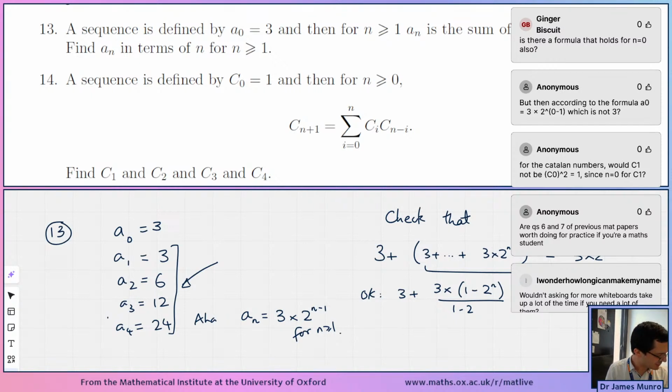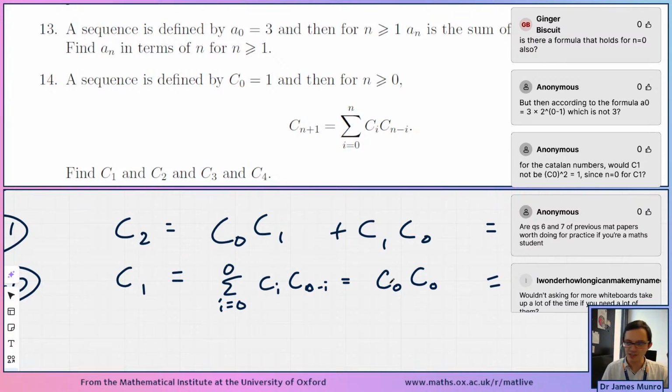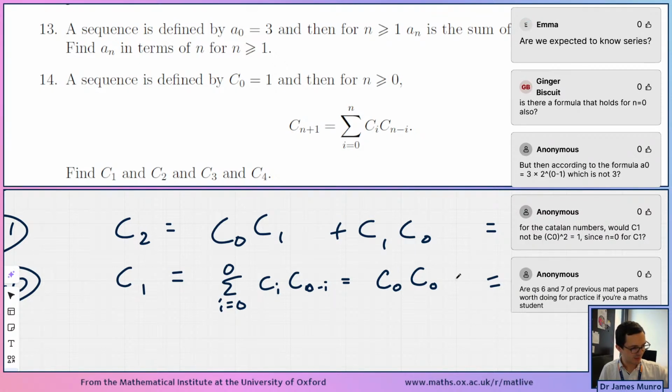Oh, I should flip the statement, shouldn't I? Never mind. Okay, good. Would C1 not be C0 squared equals 1? Yes, I thought I did do that, didn't I? Yeah, C1 is C0 squared. What does it say in chat? I agree, C0 squared, which is 1. I always find these questions in chat sometimes, the question is in the negative, right? So it says, for the Catalan numbers, would C1 not be C0 squared equals 1? But it is. So I think the answer is no.